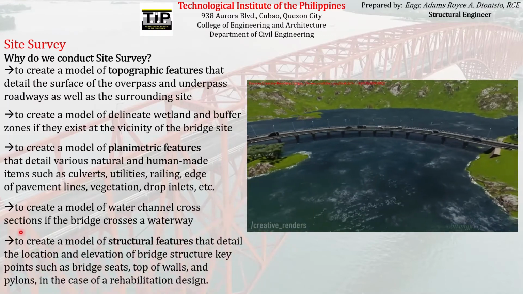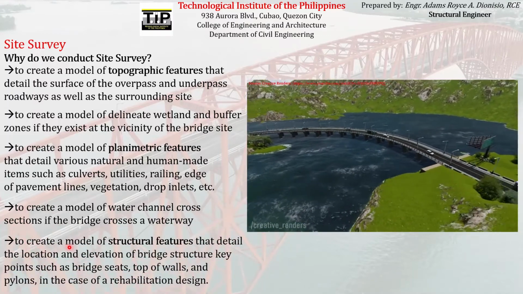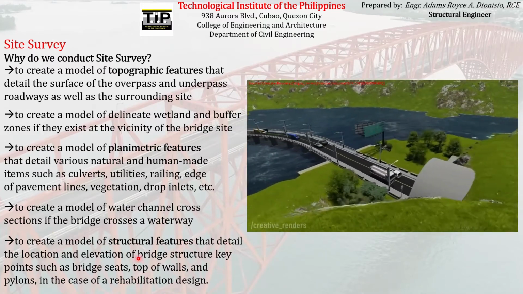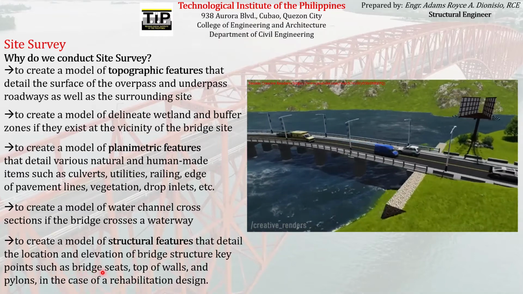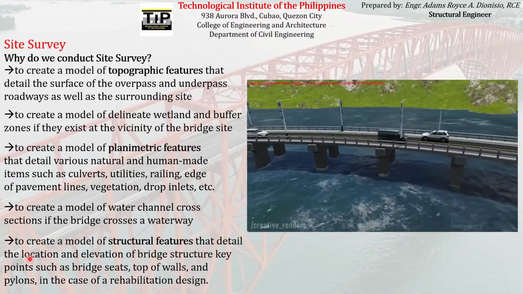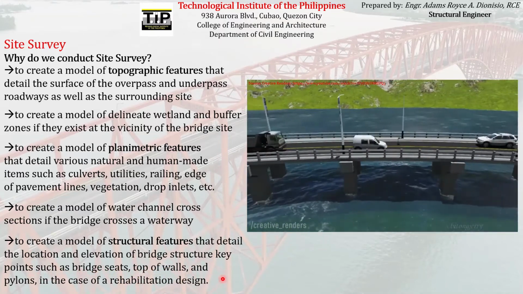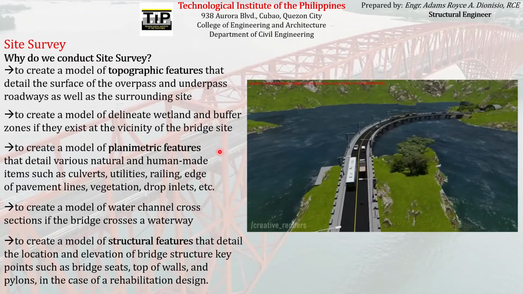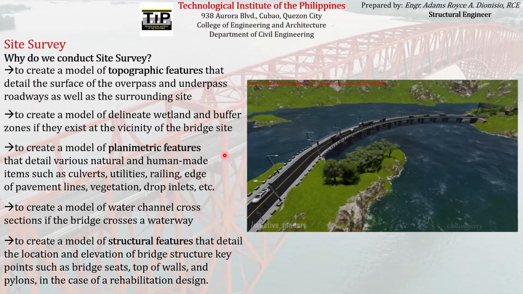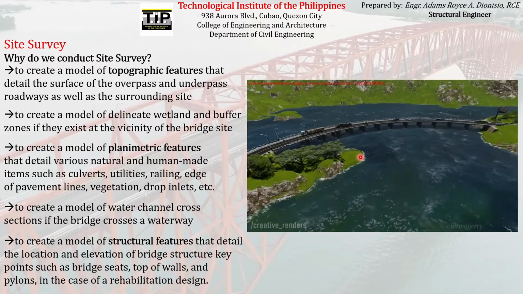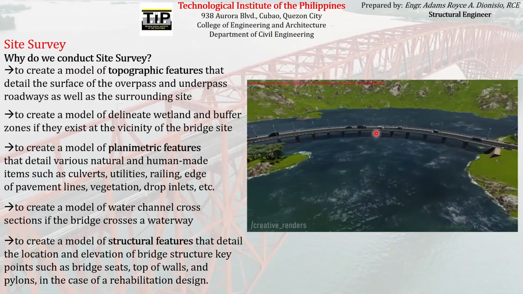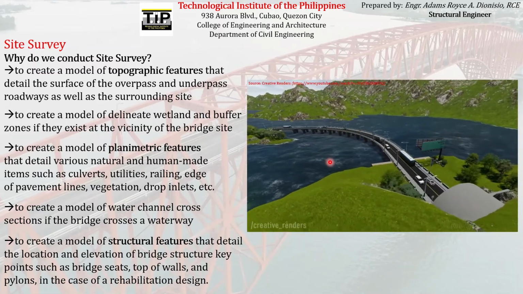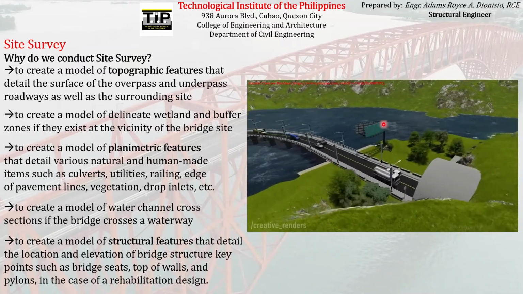And lastly, we conduct site survey to create a model of structural features that detail the location and elevation of bridge structure key points such as bridge seats, top of walls, and pylons in the case of a rehabilitation design. So overall, we conduct site survey because we want to have a model of the actual site where we are planning to build our bridge or highway project.